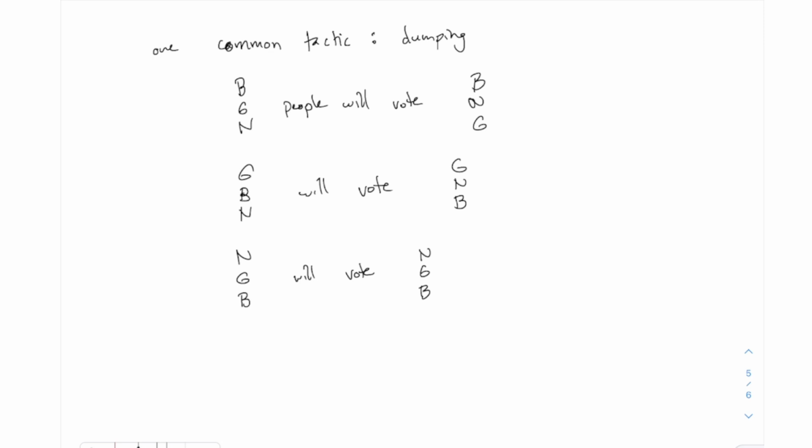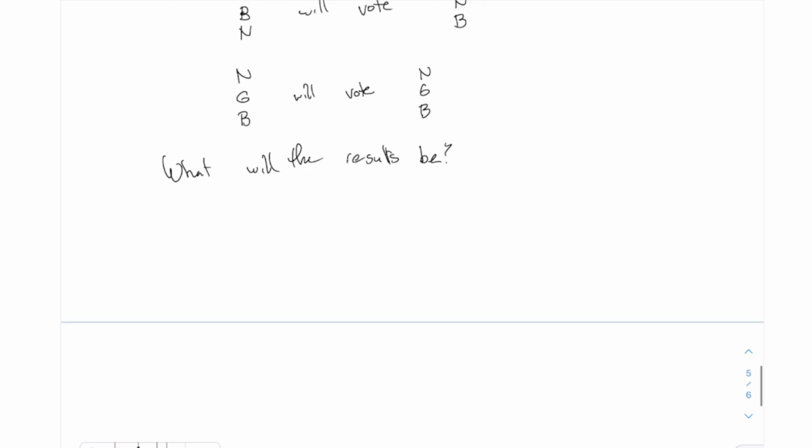And can we say what the actual results will be? If we make these changes, what will the results be? So after making those changes, the election will now say 2.9 say Bush, Nader, Gore. 2.9 say Gore, Nader, Bush. And then 0.1 say Nader, Gore, Bush. Let's add up using the Borda, all right?